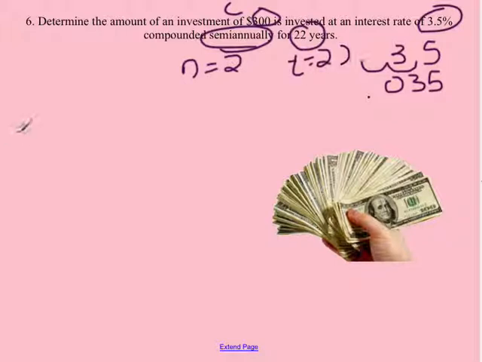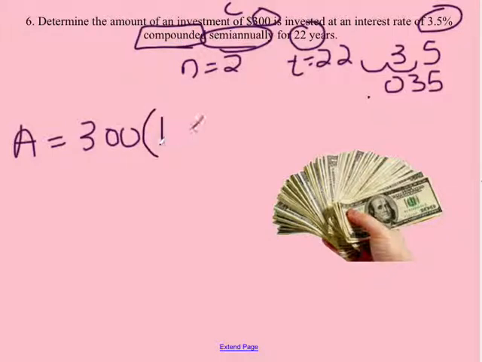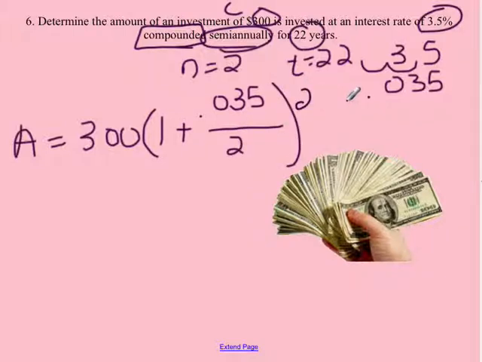So our amount is going to be equal to our $300. Again, I know I need to use the compounded formula because it says compounded in the original problem. Then it's going to be times 1 plus my rate, which is 0.035, divided by my number of times per year, which is 2, raised to the number of times per year times the number of years. Now remember, I do need to take that extra step to multiply out the exponents. So I'm going to start by doing that.